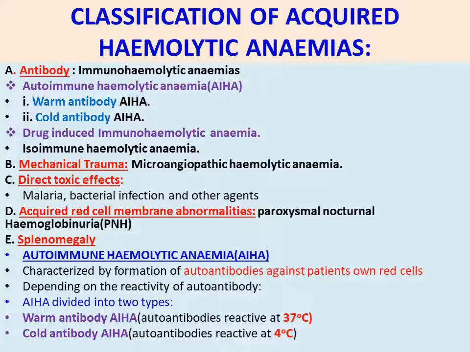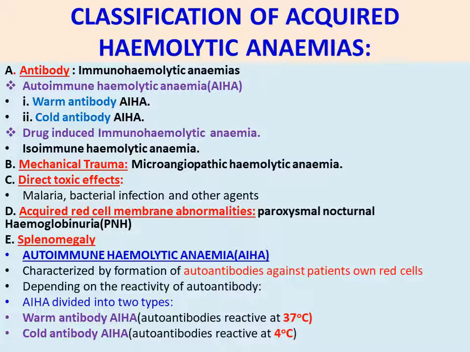First, autoimmunohemolytic anemia. Autoimmunohemolytic anemia is characterized by formation of autoantibodies. Remember, autoantibodies against the patient's own red cells. Depending on the reactivity of the autoantibody, AIHA is divided into two types: warm antibody AIHA and cold antibody associated AIHA.